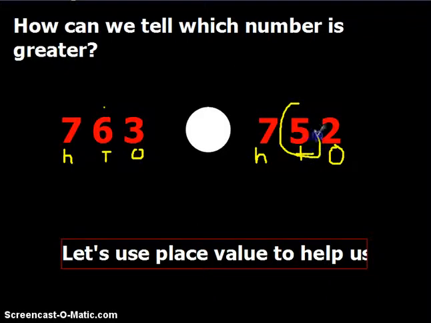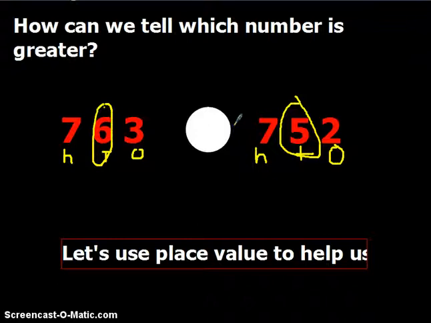Well, right there is where I can make my comparison, because those two numbers are different. So I'm looking for the place that has different numbers. 6 tens is greater than 5 tens. So therefore, the sign that we need to write in the middle is the greater than sign.